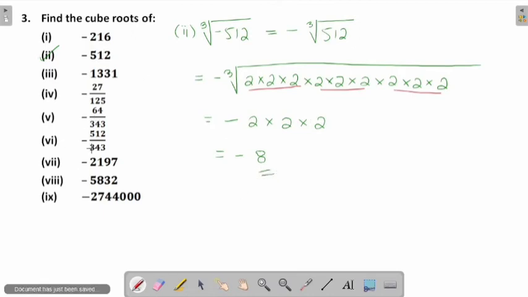Similarly, the same follows for the others. You take out the negative first, and you will have the cube root of the other numbers, and you will be able to find the cube root. So, you may pause the video and note down the solution.